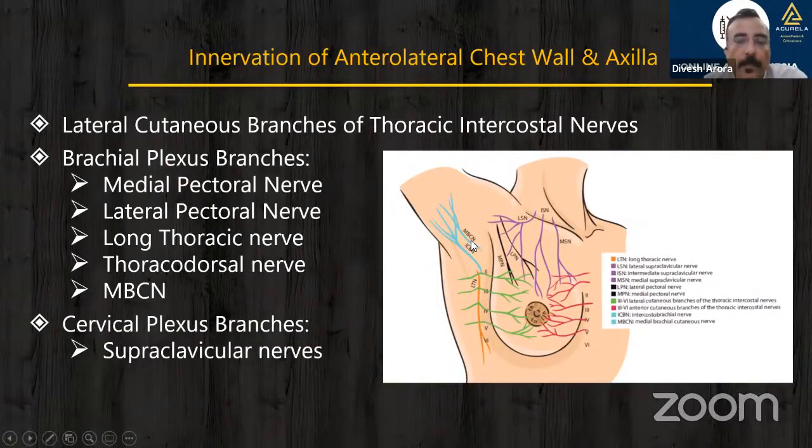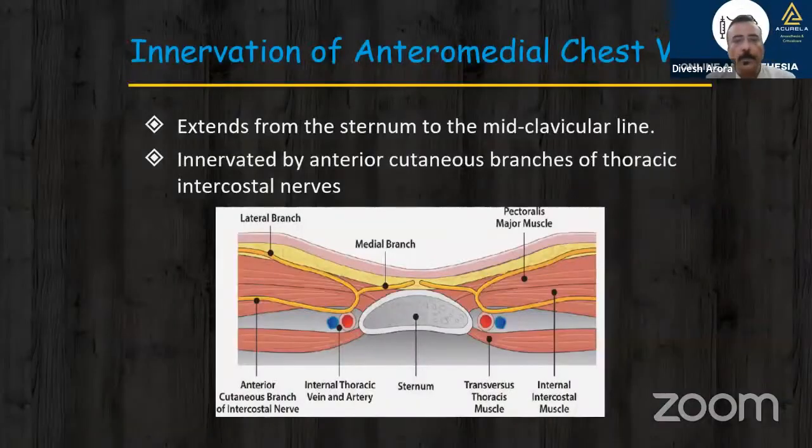And if you look at the supply of the axilla, it is by the intercostobrachial nerve, a branch of T2, and the medial cutaneous nerve of the arm, also known as MBCN, which is a branch of the brachial plexus. And if we closely observe, certain cervical plexus branches like the supraclavicular nerves, medial, intermediate, and lateral, also supply the superior portion of the breast. So this is how we can plan analgesia for breast as well as anterolateral chest wall surgeries. So now coming on to the innervation of the anteromedial chest wall, which is also an important structure.